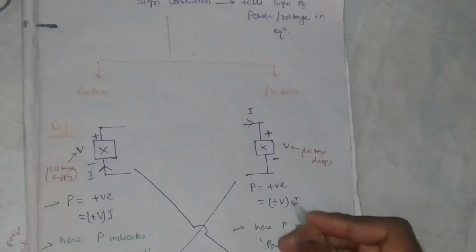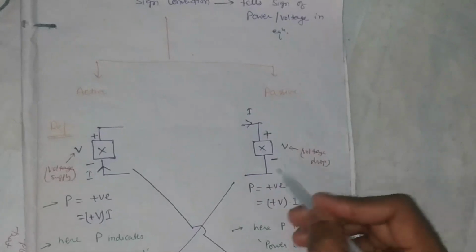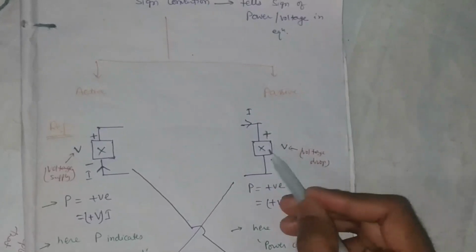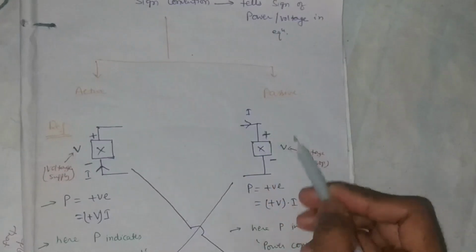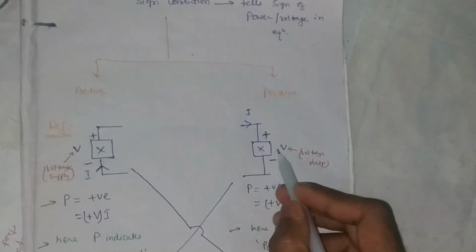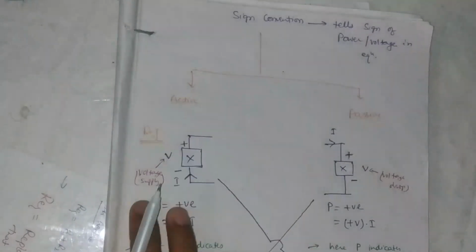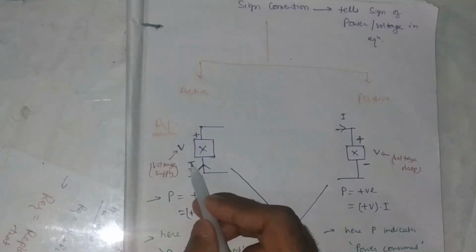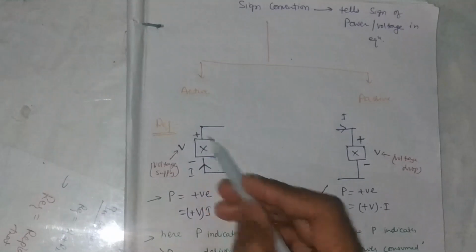Also, one thing we should remember is that power is positive and voltage is positive when current enters from the positive end. So in passive sign convention, if we want to say this voltage is positive, it means current must enter from the positive side. While in active sign convention, we say voltage is positive when current enters from the negative side and exits from the positive side.